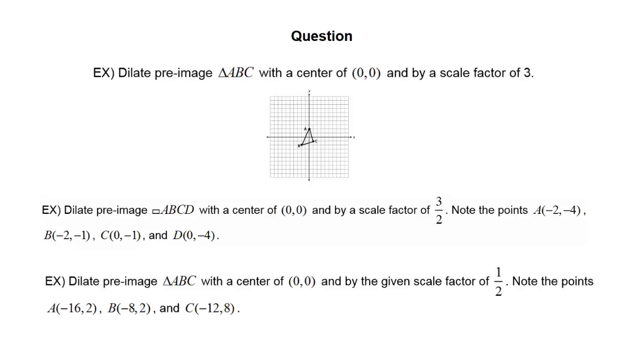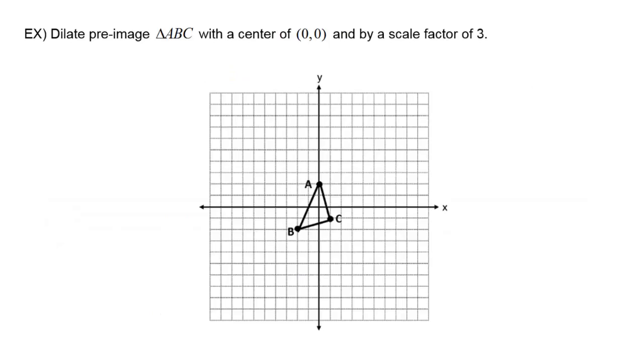These three questions involve us dilating a pre-image with a center of 0, 0, so it's going to be right in the middle, and then all the scale factors are going to be different. So for this first example, we have a pre-image of triangle ABC, and the center is 0, 0, so I'm going to call out that center right in the middle there.